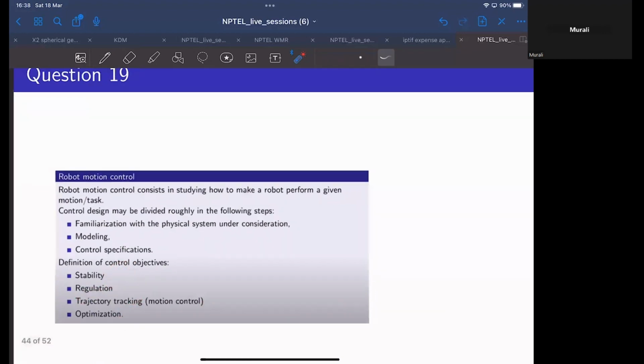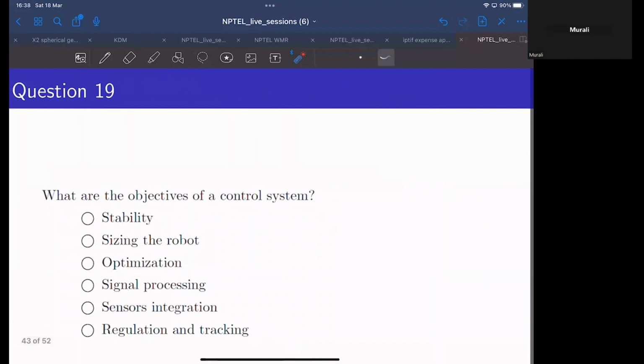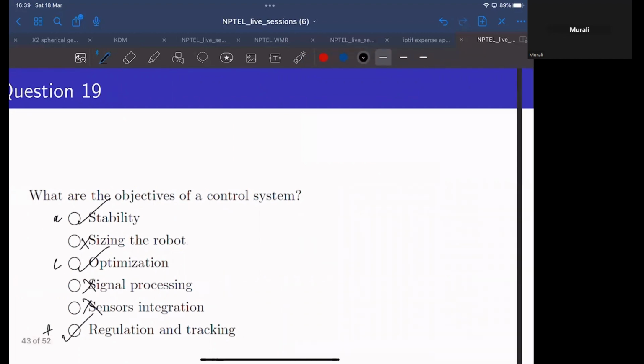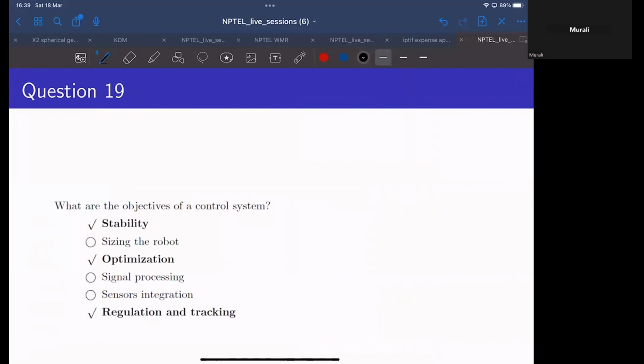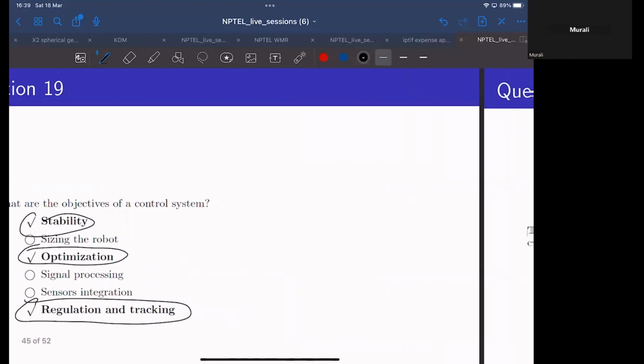Regulation or set point control, both are basically the same thing. So the control objectives are stability. Sizing of the robot does not come under control system. Optimization is also under objectives. Signal processing is not there. Sensor processing is also not there. Regulation and tracking are also objectives of a control system. So options A, C, and F, all three options are correct.